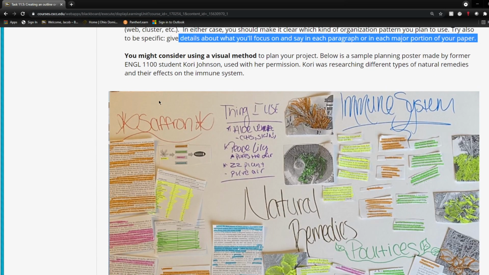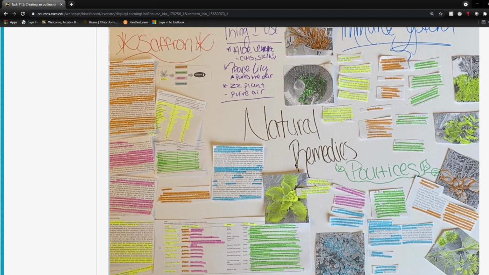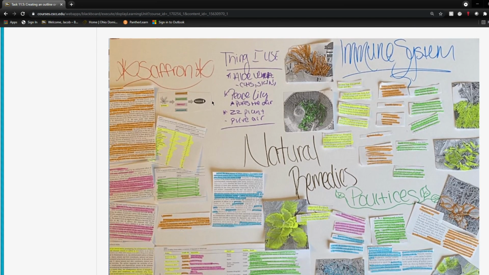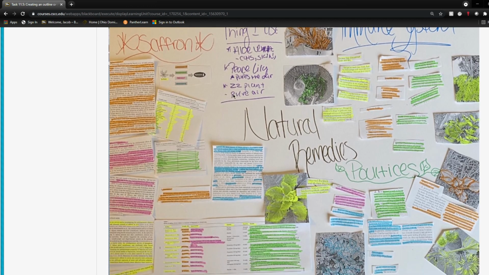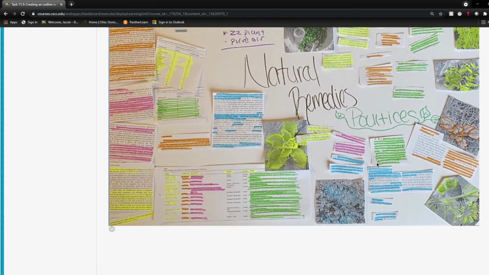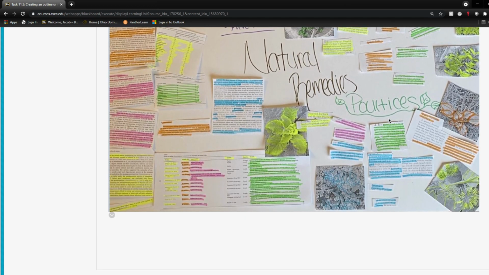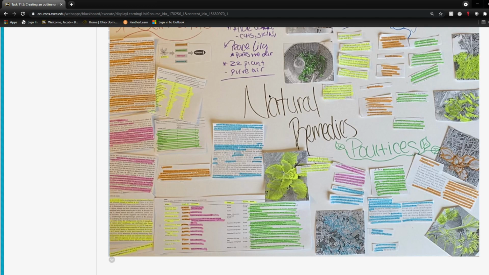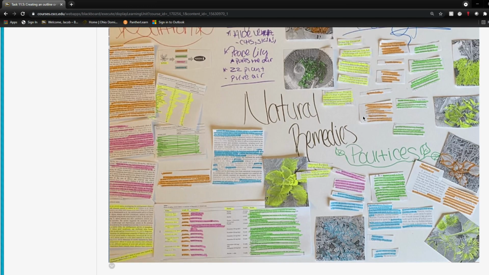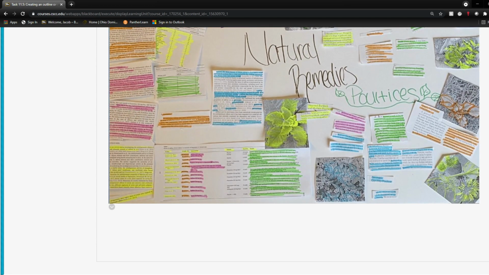Down here we have a visual method. So this is not a very formal organization, but you can tell that the person put a lot of thought into this. We have some color coding going on. We have some graphs and other organizational strategies being used here. So if you want to take a more creative, a more visual approach, you might try something like this.